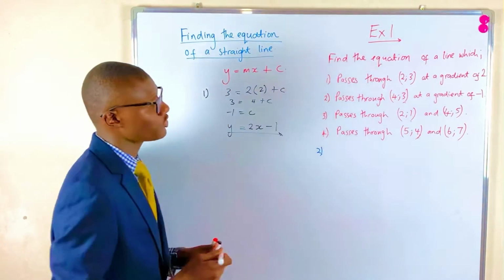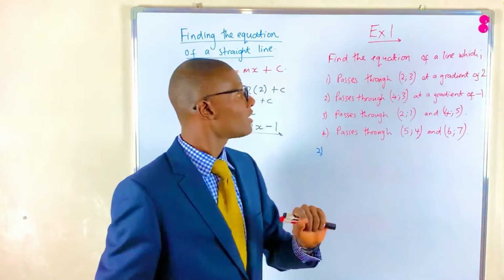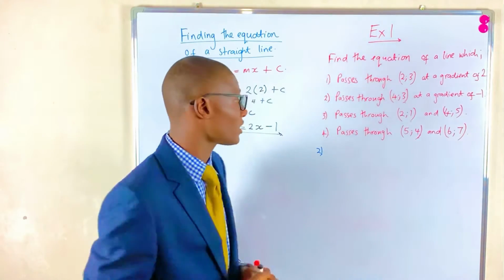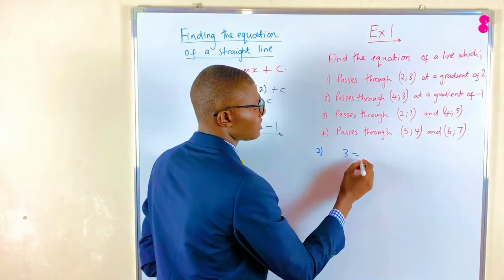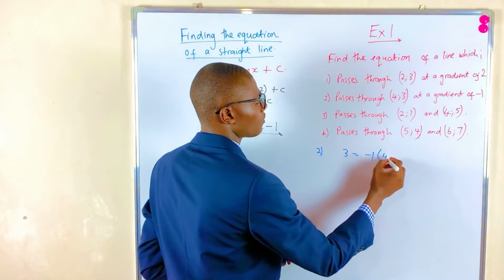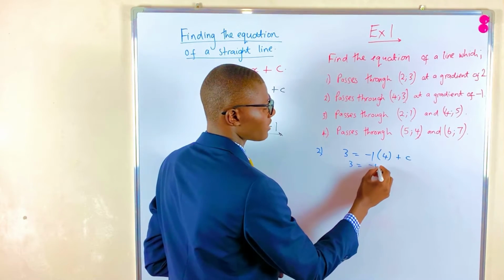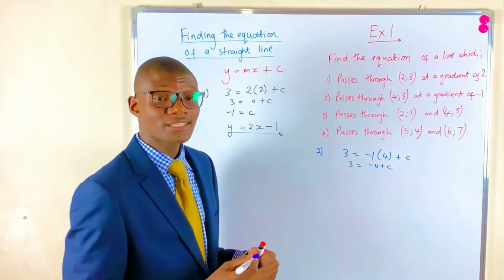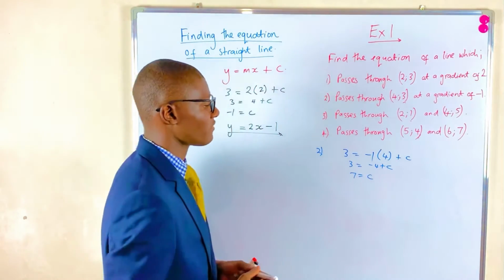Moving on to number 2, we need to calculate the equation of a line which passes through the point (4, 3) at a gradient of minus 1. So I'm saying the y value there is 3. So 3 is equal to m, minus 1, times x, 4, then plus c, such that 3 is equal to minus 4 plus c. And taking minus 4 to the left hand side, we've got 3 plus 4, which gives us 7. So c is equal to 7.